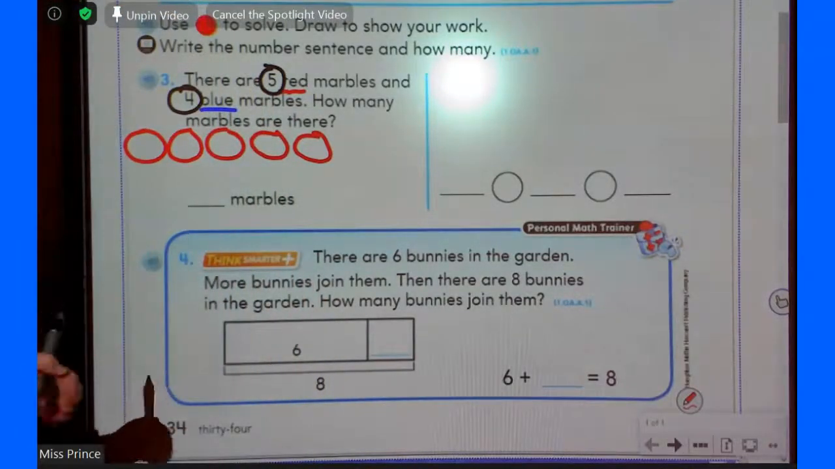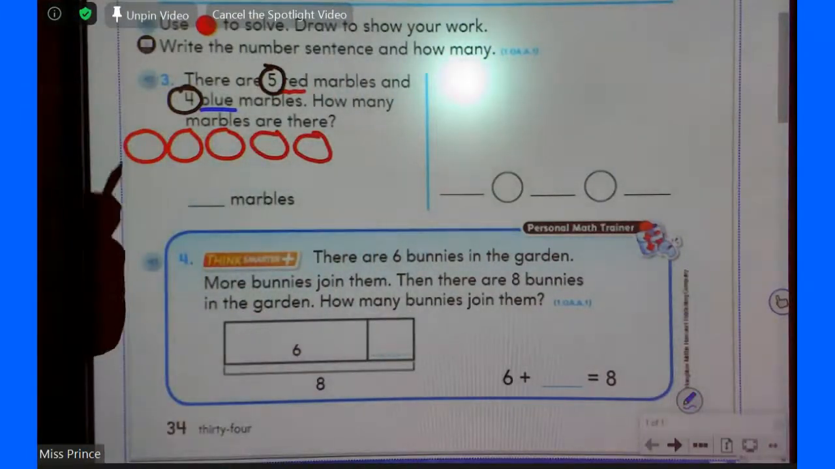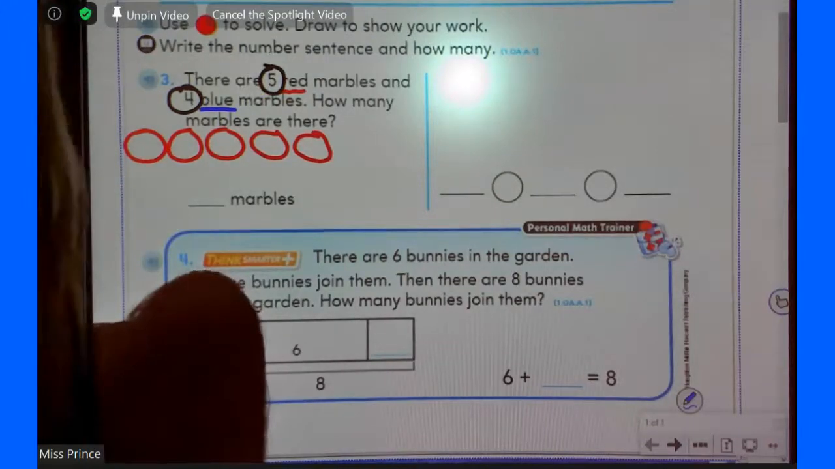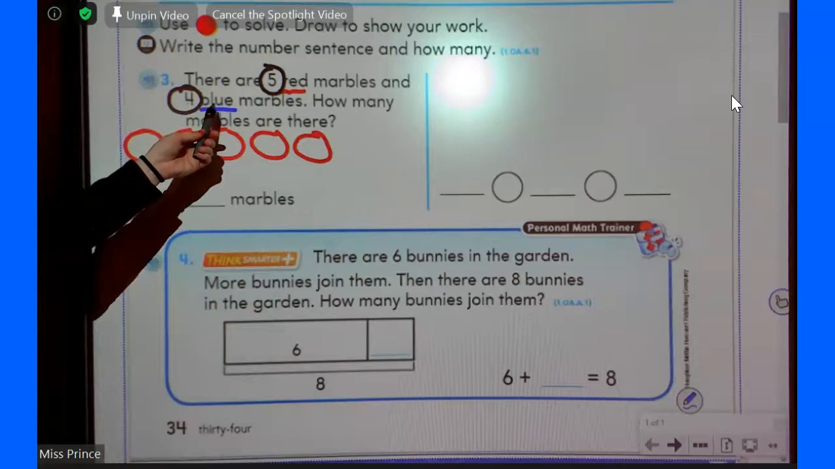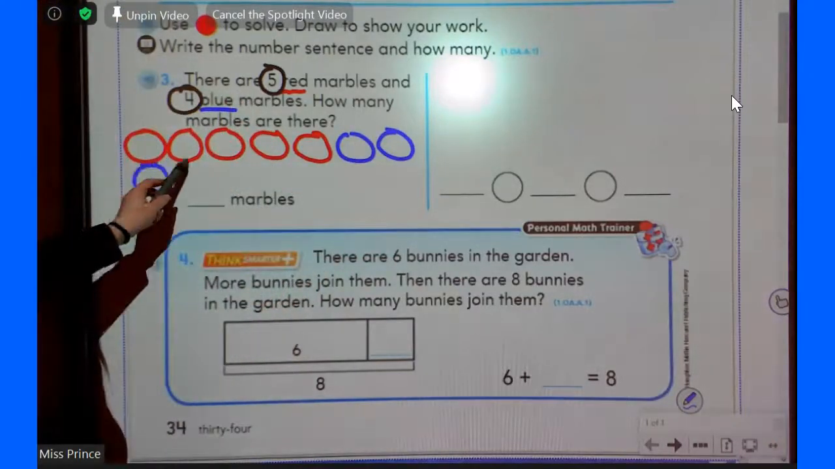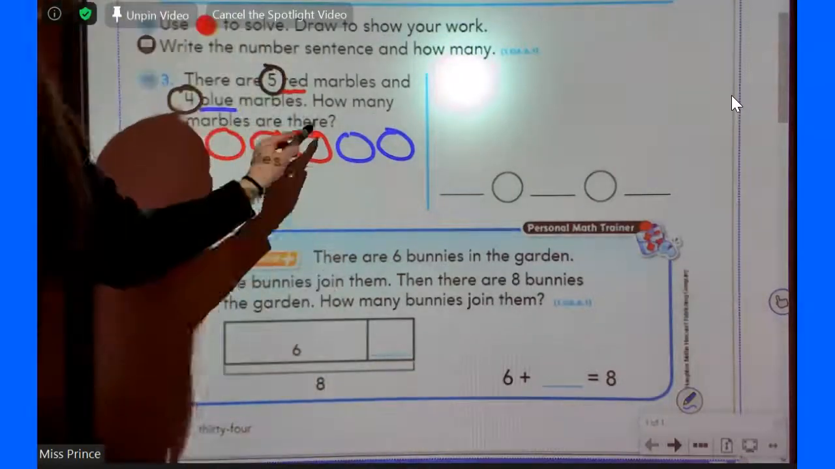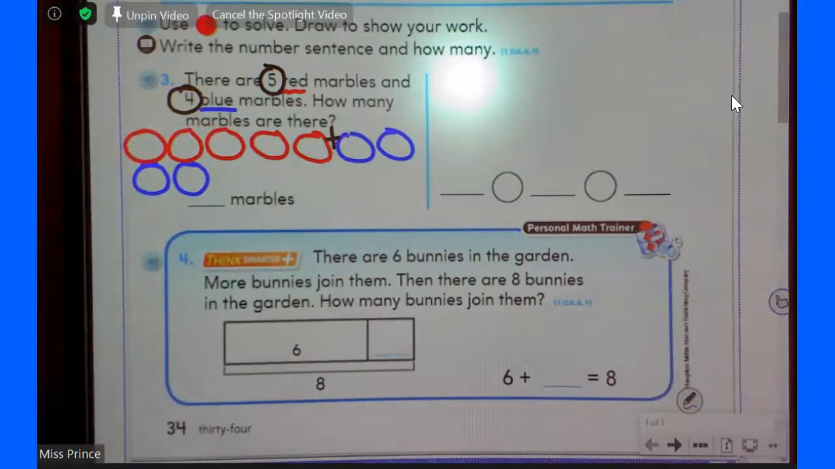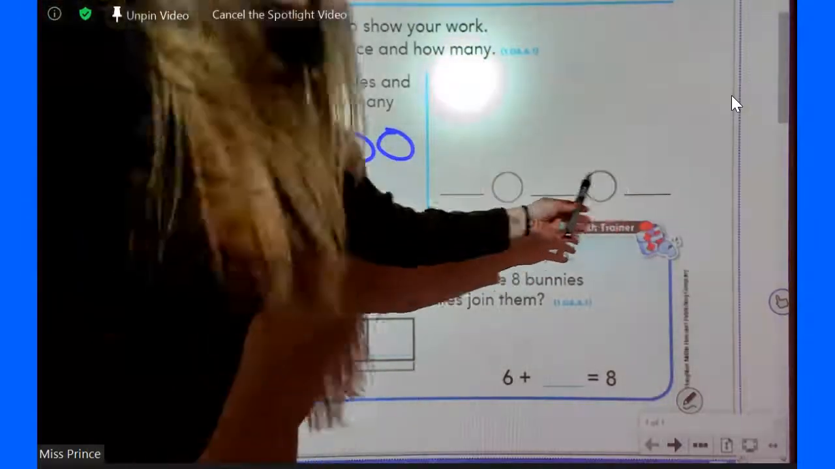Daleza, what is my next number I need to draw? How many blue am I going to draw? 4. 1, 2, 3, 4. Count them all together. Oh, I forgot my plus sign right here in the middle. Count them all together, and I would like you to raise your hand to tell me how many are all together, and then we will write the equation.